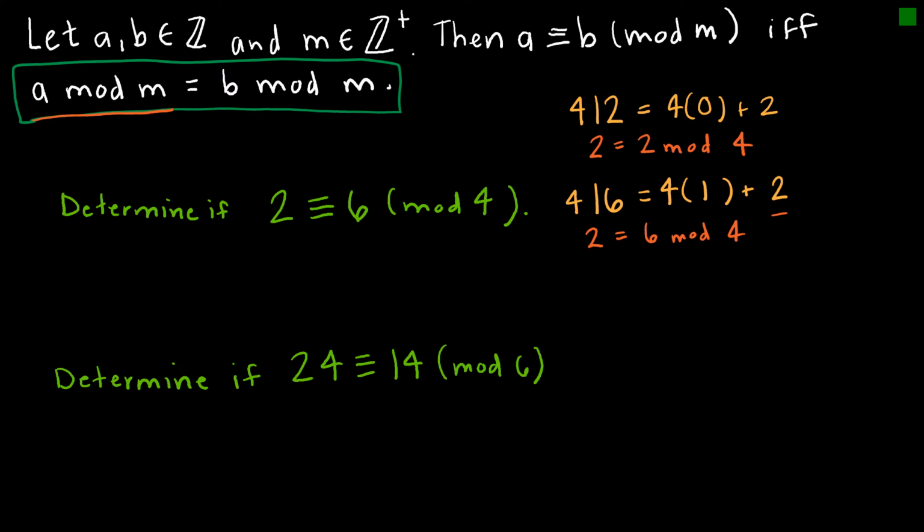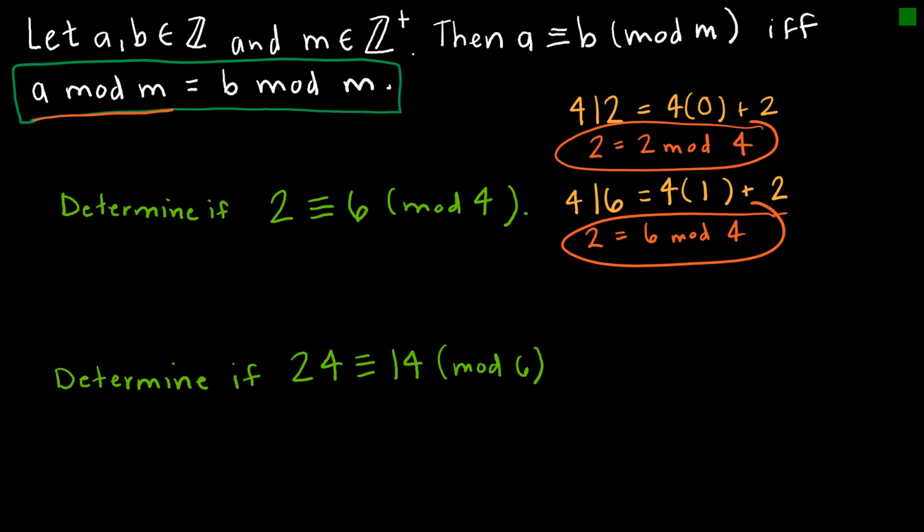And so notice what I've just shown you is that, yes, in fact, we already knew these were equivalent, but now I'm showing you in another way that 2 is equal to 2 mod 4, 2 is equal to 6 mod 4, and therefore 2 mod 4 is equal to 6 mod 4, and therefore we can say, yes, this is true.